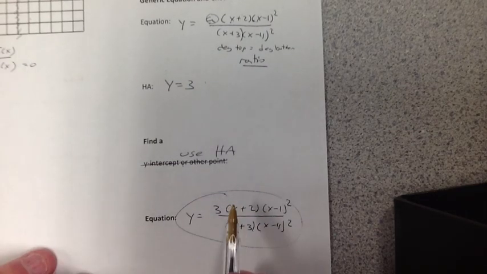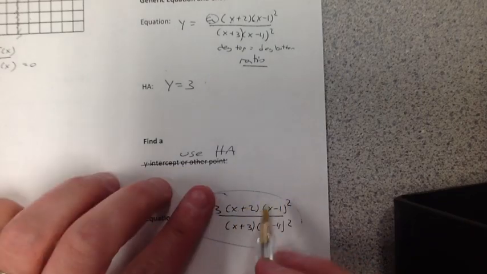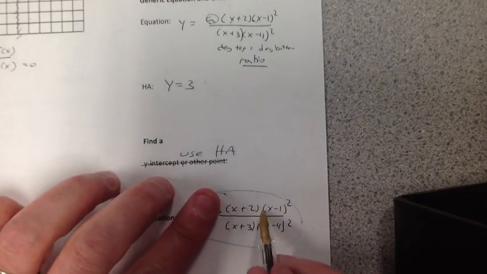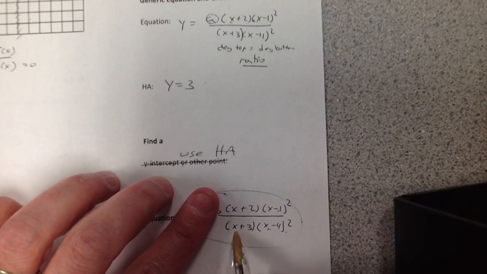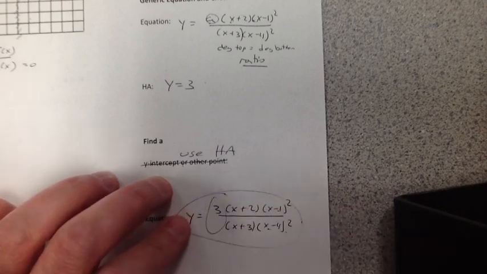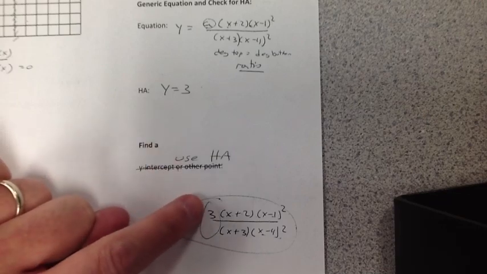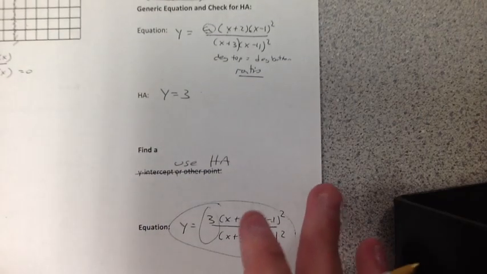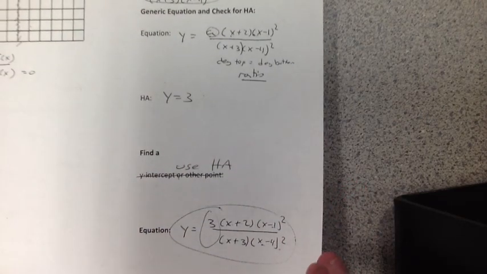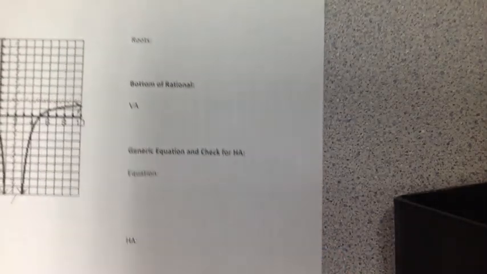You can verify that. Make sure to check the degree on top. What's the degree on top? 3. What's the degree on bottom? 3. And what's the ratio? 3. Just a coincidence. So there's our horizontal asymptote. So let's take a look at number 2 on the back. Same exact type of problem.